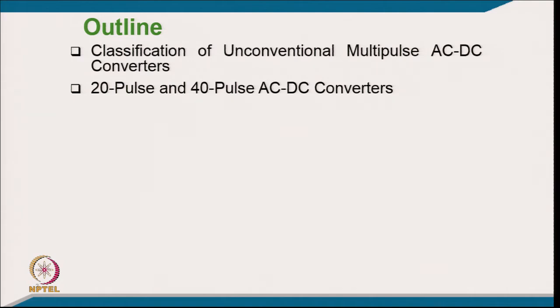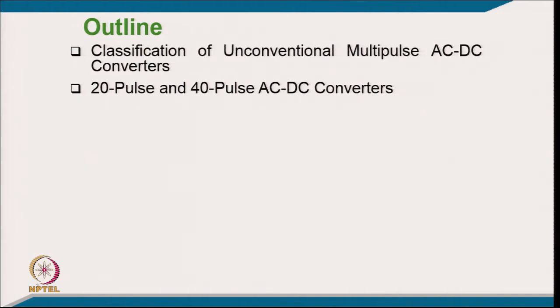Unconventional multipulse converters we call it, which are not multiple of 3, because input supply is usually 3 phase. So, we have already discussed that most of the converters are multiple of 6, because a single unit of the converter is a 6 pulse, but these are the converters which are not multiple of 6, that is we call it unconventional multipulse converter.